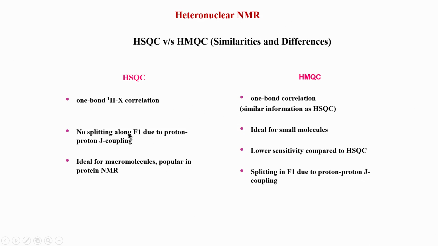In HSQC there is no splitting along the t1 or F1 dimension due to proton-proton coupling, whereas this happens in the case of HMQC. As I told you, if there is a 3-bond coupling between 2 neighboring protons, you will end up seeing a coupling, which will split the peaks into multiplets, similar to what we see in 1D, but that will happen along t1. We did not see that, but it can happen if you have a very long t1 value.